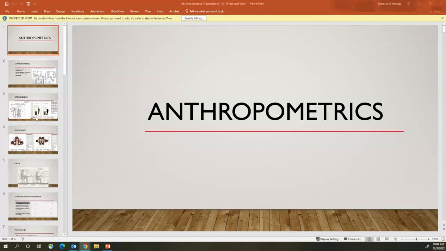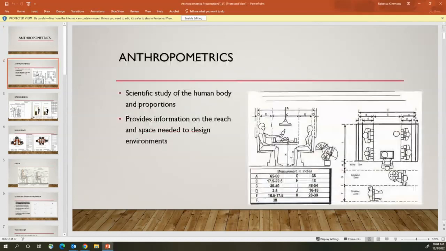All right, so this week we're going to talk about anthropometrics. I always have to say that one slowly because it's a big word. But it's a very interesting concept. So, anthropometrics is the scientific study of the human body and its proportions.